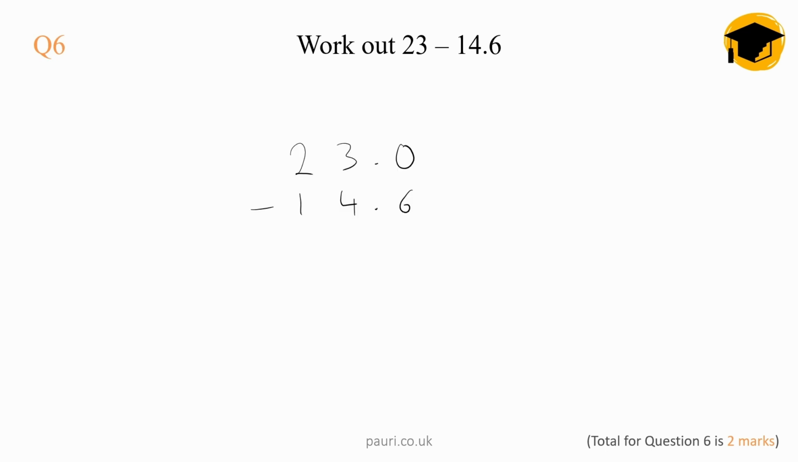Another question, 23 minus 14.6. Make sure the setup is correct. Decimal places align with each other and all the place values align with each other as well. 0 minus 6 we can't do, so we need to borrow from the place value above. 10 minus 6 is 4. Add your decimal point. 2 minus 4 we can't do.